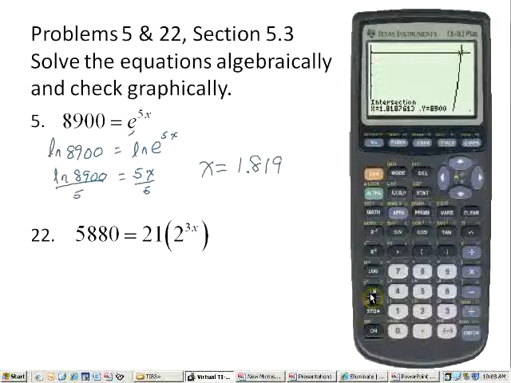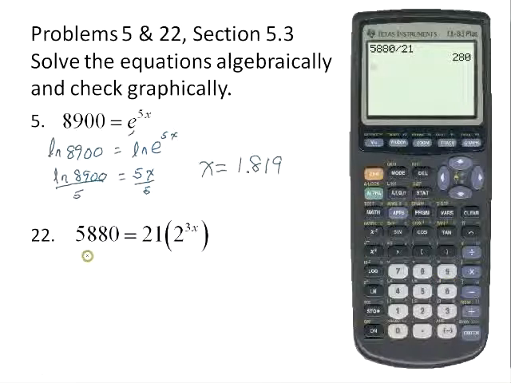So if I divide both sides by 21, let me just do this on the calculator. If I take the 5,880 divided by 21, that gives us a nice number here of 280. So if I write that down here, I'm going to have 280 is just simply equal to 2 raised to the 3x power. Now again, we need to use logarithms to undo this exponential expression here.